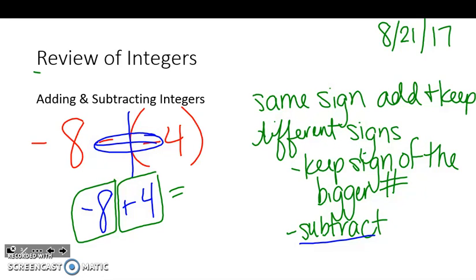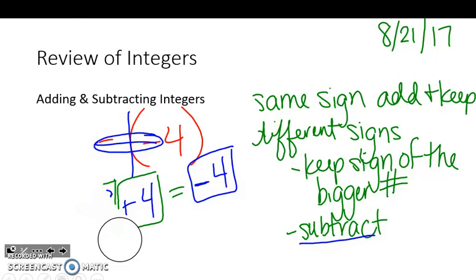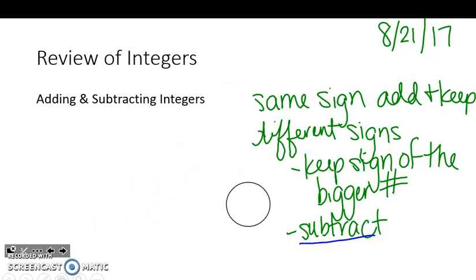So which one is bigger, 8 or 4? Hopefully you know that 8 is bigger, and since 8 is a negative, our answer is going to end up being a negative. So then we take 8 minus 4, and we get negative 4 for our final answer. Same sign, add and keep; different sign, subtract, keep the sign of the bigger number, then you have your answer. Okay?